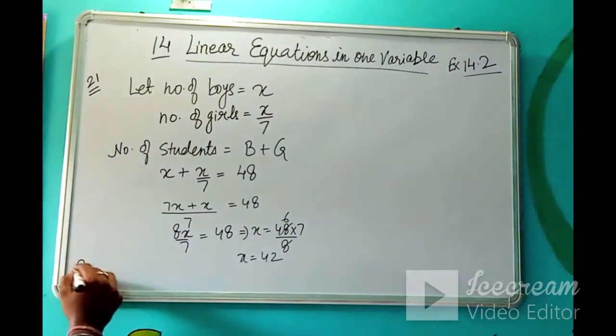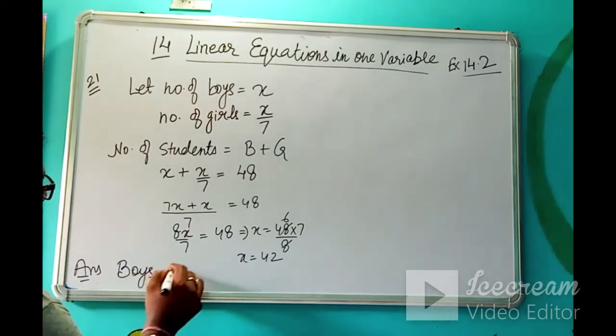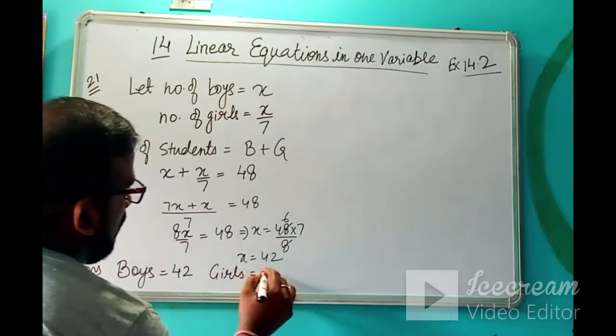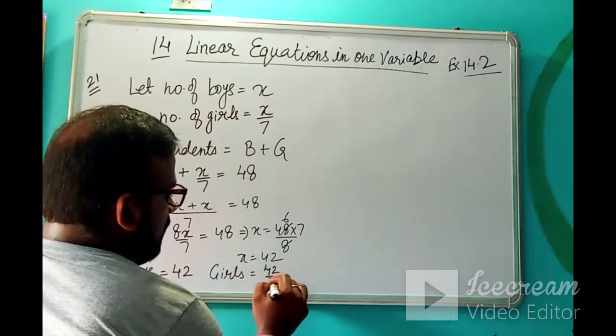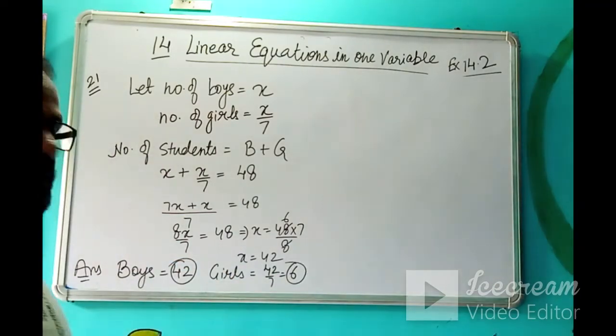So our answer will be, what is our answer? Boys are 42 and girls are 42 by 7, that is 6. So boys are 42 and girls are 6.